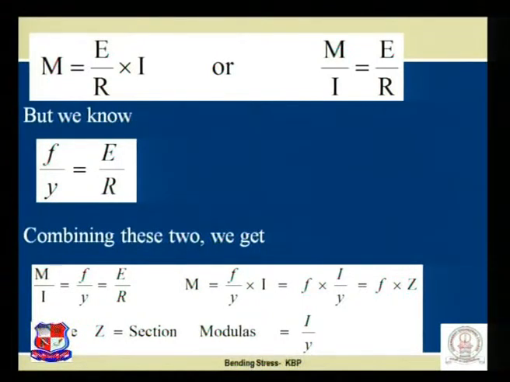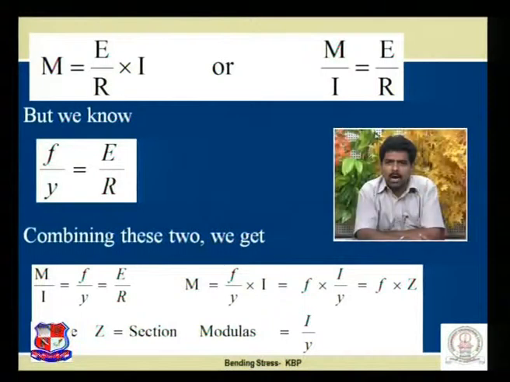Now let us understand the equations that we derived. We derived a bending equation, that is M is equal to E over R into I. In short, it is M over I is equal to E over R. But we know F over Y is equal to E over R. So combining these three different terms together, we obtain the bending equation as M over I is equal to F over Y is equal to E over R. This equation is known as the bending equation. We also found Z, the section modulus, is equal to I divided by Y max.